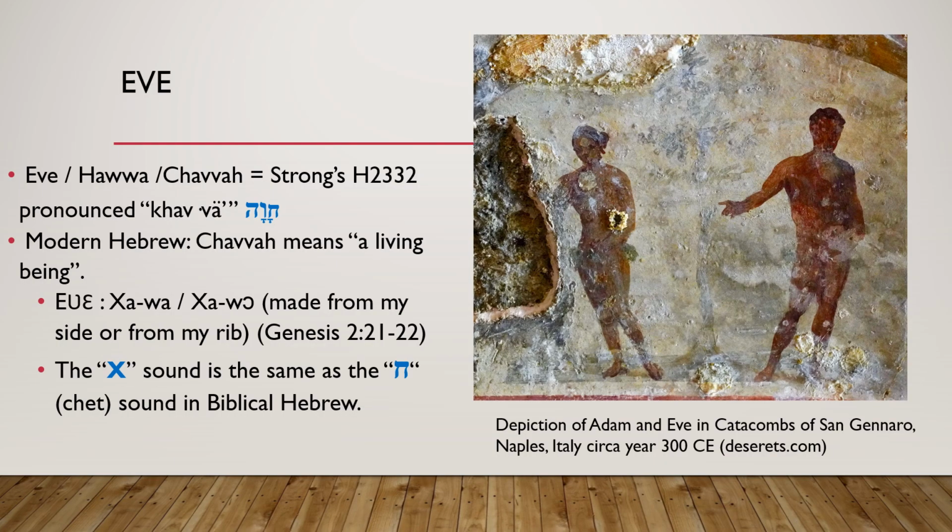Let's review the name of Eve. The modern Hebrew pronounces it as Chava. It is written Chet Vav He. The X in Ewe is the same sound as the Chet sound in biblical Hebrew. The modern Hebrew meaning of Chava is a living being. In Ewe, Chawa, or if you stick with the Anglo dialect, you would say Chawo, means made from side. Adam is simply describing the manner in which his wife was made.